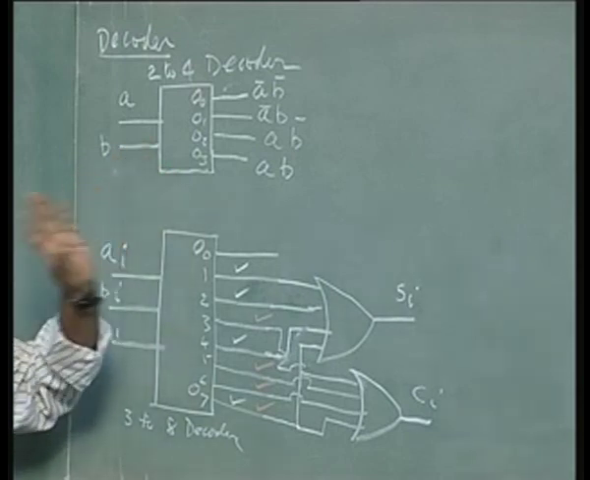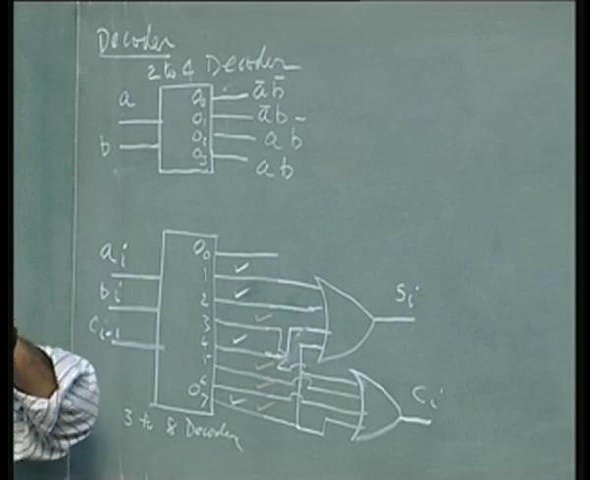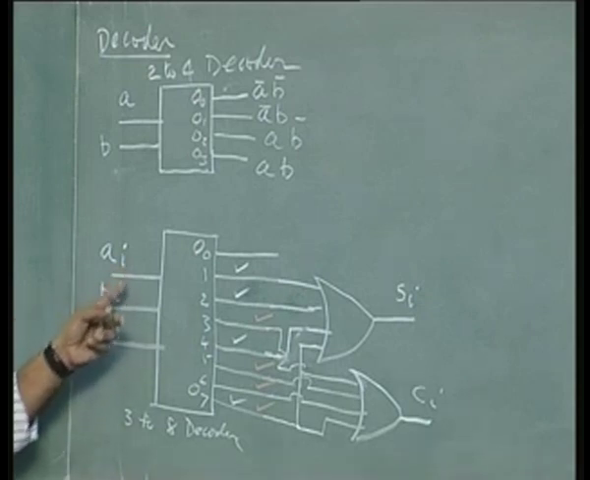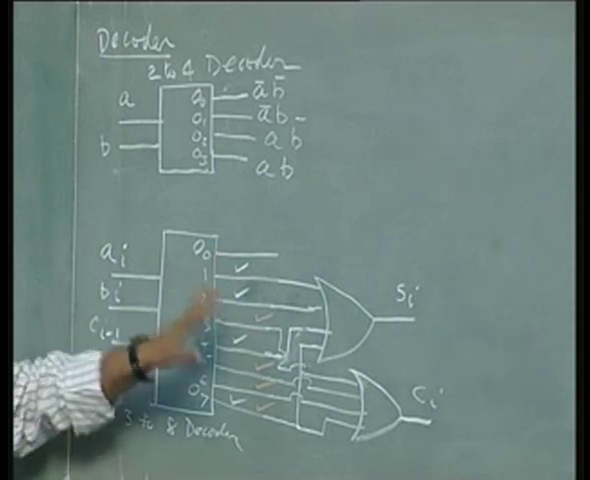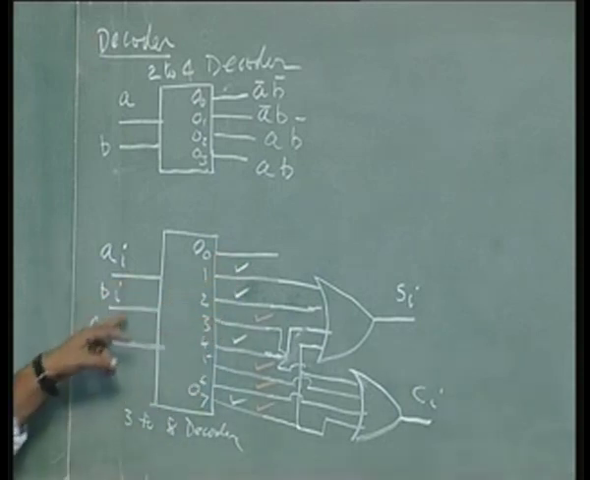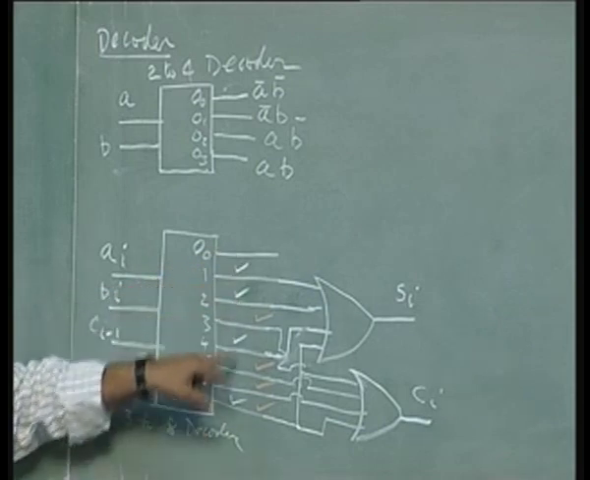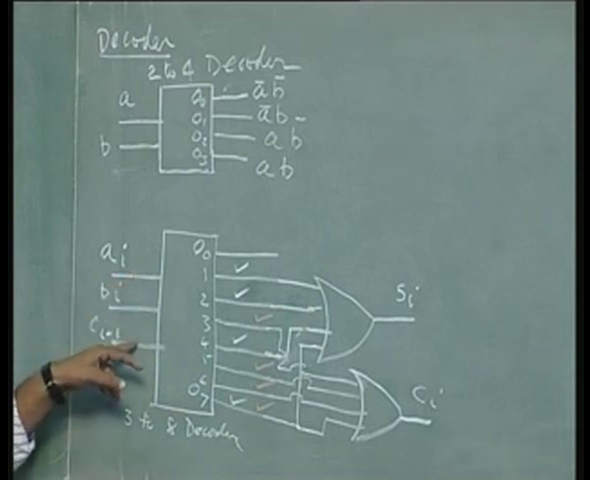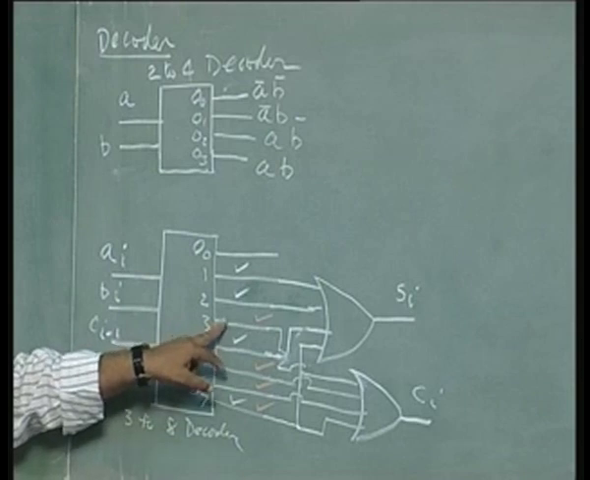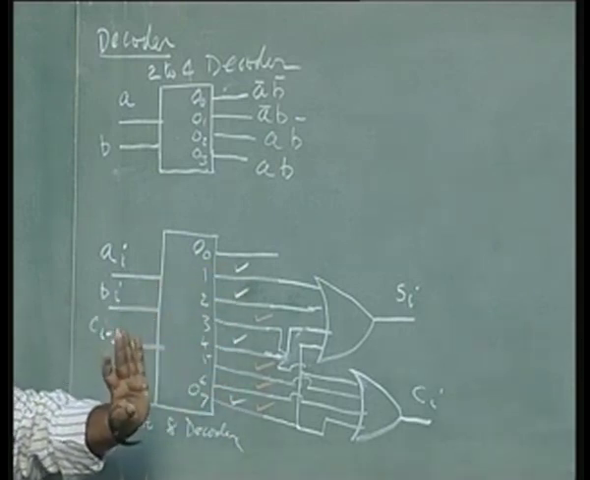But in an actual commercial device, outputs are active low. That means when I choose a combination, the corresponding output will be low and the rest of the outputs will be high. For example, if the inputs are 0, 0, 0, O0 will be 0 and all others are high. If we take 0, 1, 1, which corresponds to combination 3, O3 will be low and all others will be high. This is called active low.